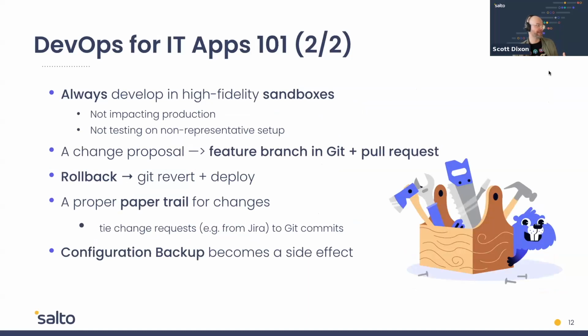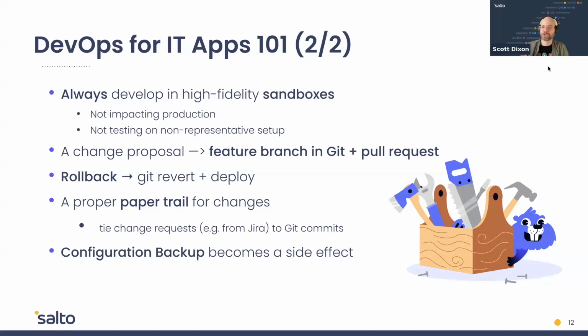And we should be developing in high fidelity sandboxes because of mainly two reasons. One, we want to be able to test out and develop changes in a way that's not going to impact production or our end users. But at the same time, we want to be able to test those changes in a sandbox that actually represents production. It doesn't really do us a lot of help if our sandbox doesn't actually align with production.